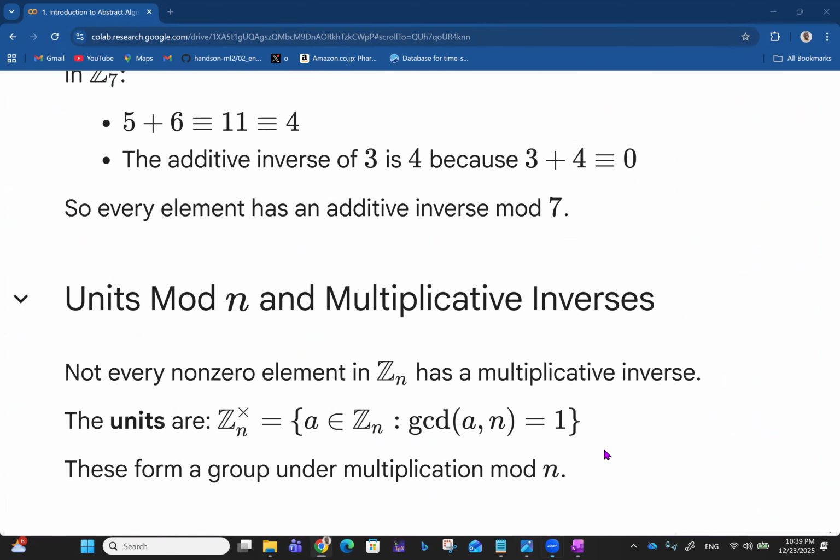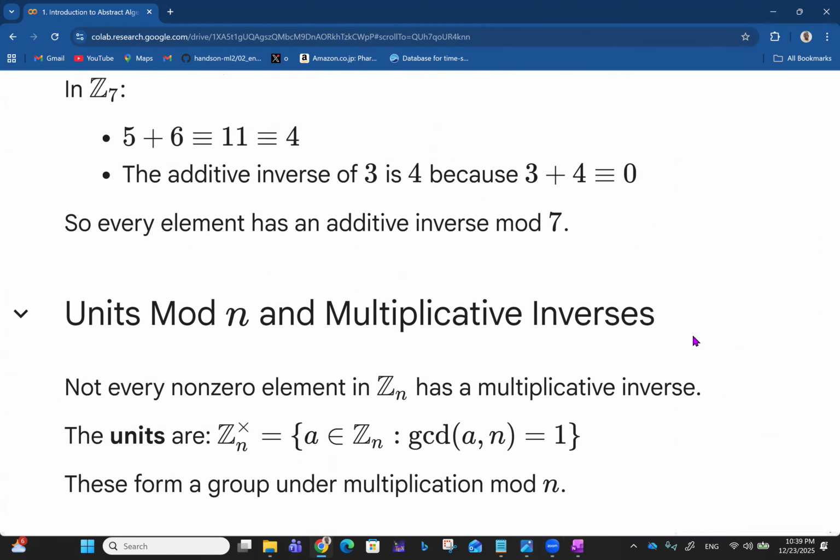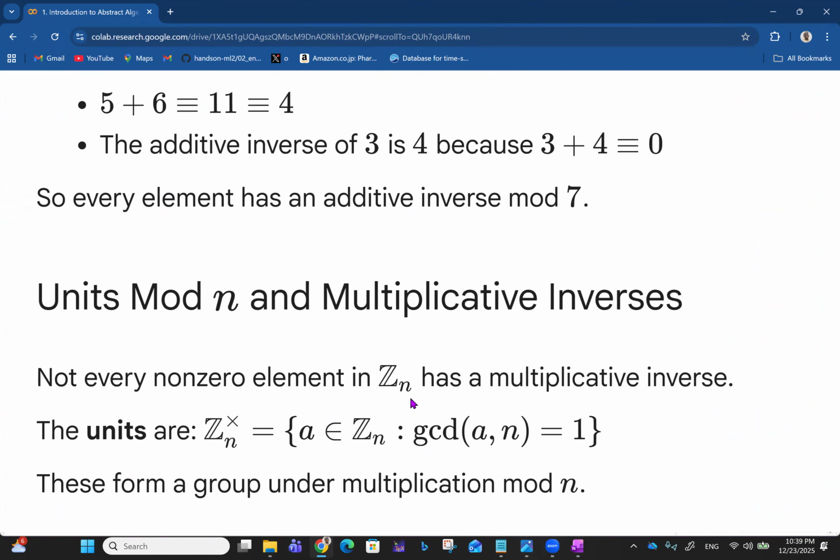Right. So units mod n and multiplicative inverses now. Not every non-zero element in Zn has a multiplicative inverse. So what we did before was about addition. For multiplication, it's not always the same. So the units are Zn star, which is equal to the set of a belonging to Zn such that the greatest common divisor of a and n is 1. So this forms a group under multiplication mod n. If we have a belonging to Zn such that the greatest common divisor between a and n itself is equal to 1, then this forms a group under multiplication mod n.